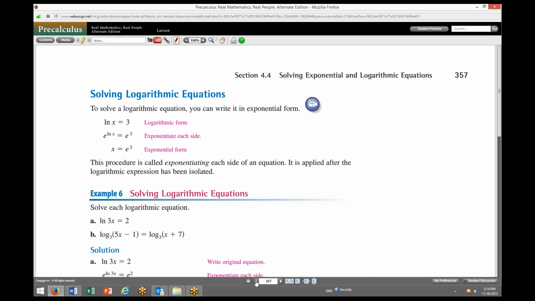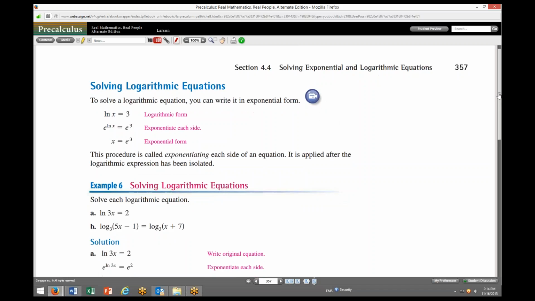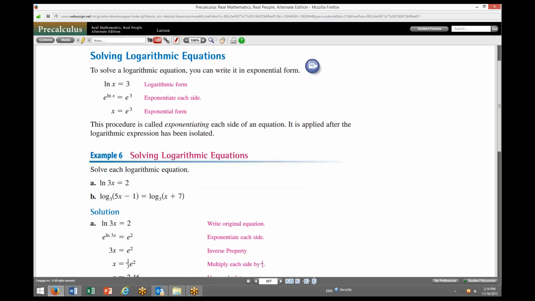What that then takes us back to, we sort of jumped over this, is just let me go through an example or two of solving logarithmic equations by the technique of changing the logarithmic equation into its corresponding exponential form.